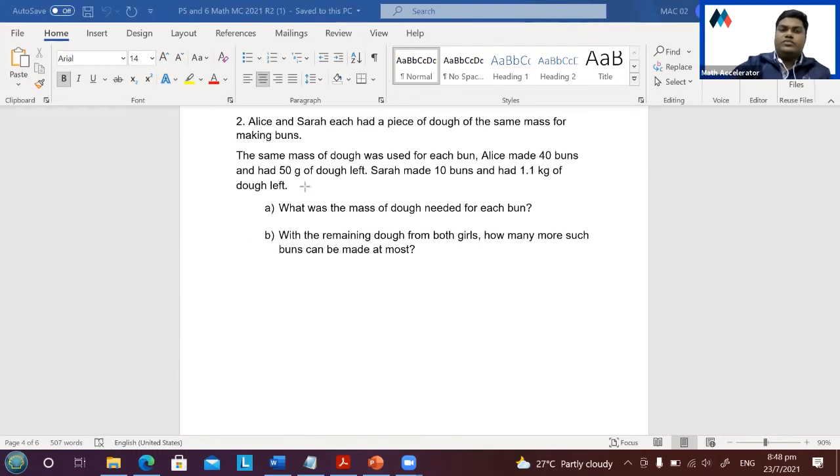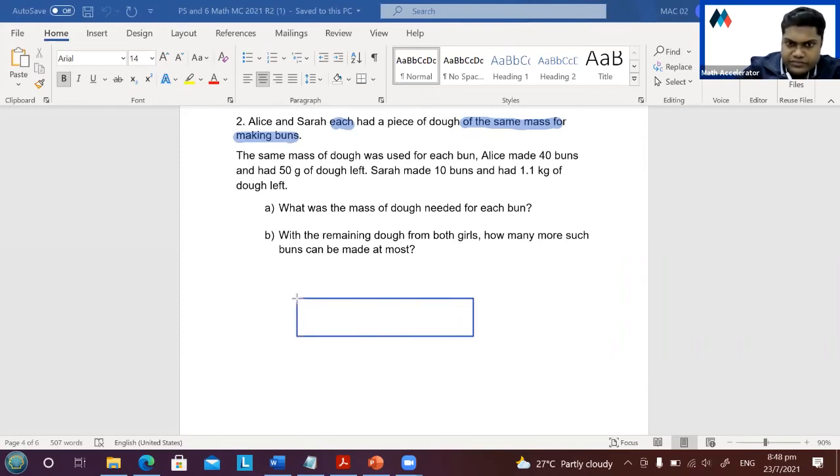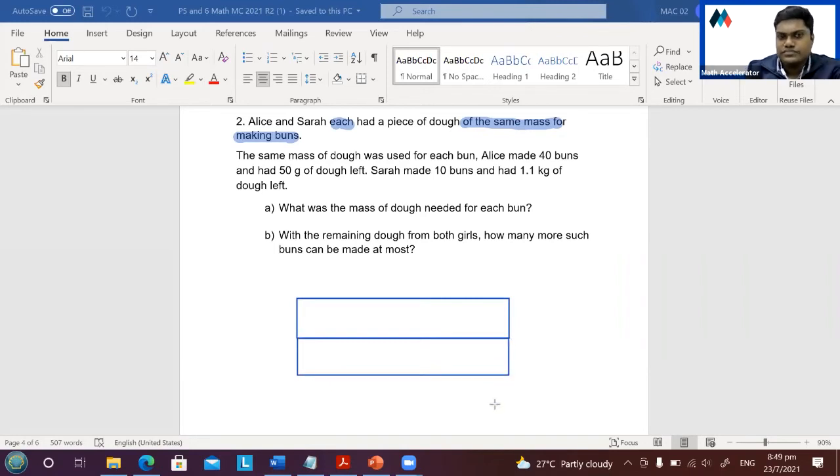Okay, so let's read the first sentence. Alice and Sarah each had a piece of dough. This is the most important one, right? Of the same mass for making buns. It means both of them have the same mass for making buns. So I want you to draw a model straight away. This is for Alice and this is for Sarah. So write down Alice and Sarah.